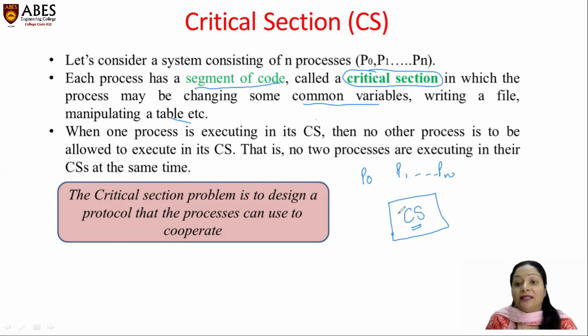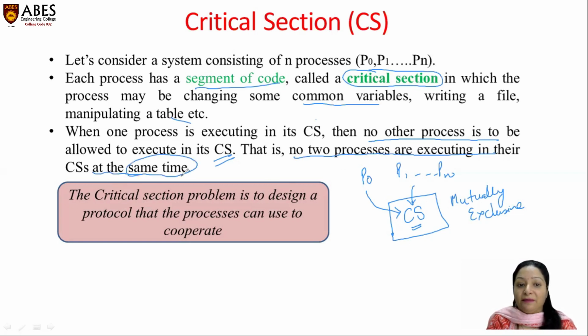But the condition is that when one process is executing in its critical section, then no other process can execute in the critical section. It means the use of the critical section should be mutually exclusive. What do we mean by mutually exclusive? It means when one process is currently executing in its critical section, then no other process can be allowed to enter and execute the critical section. So no two processes are executing in their critical sections at the same time. This is very important.